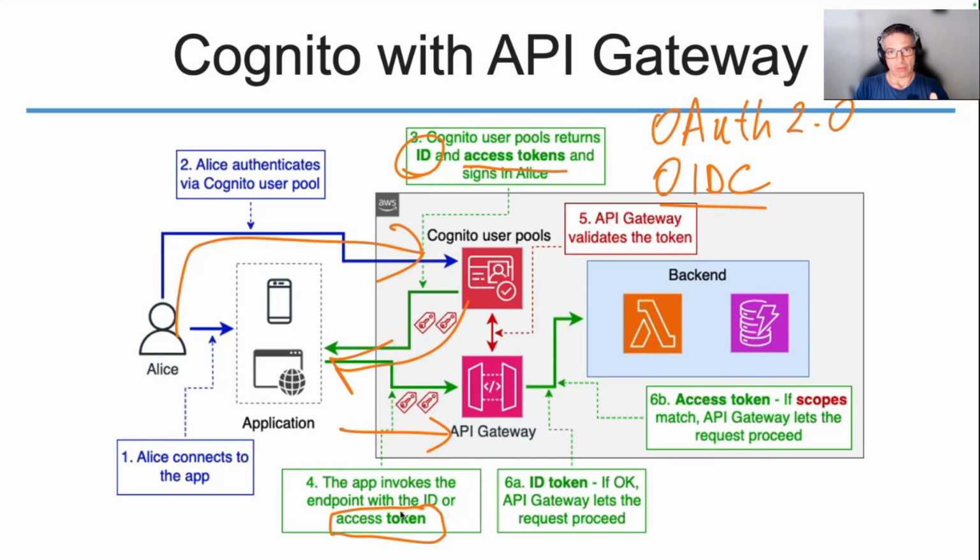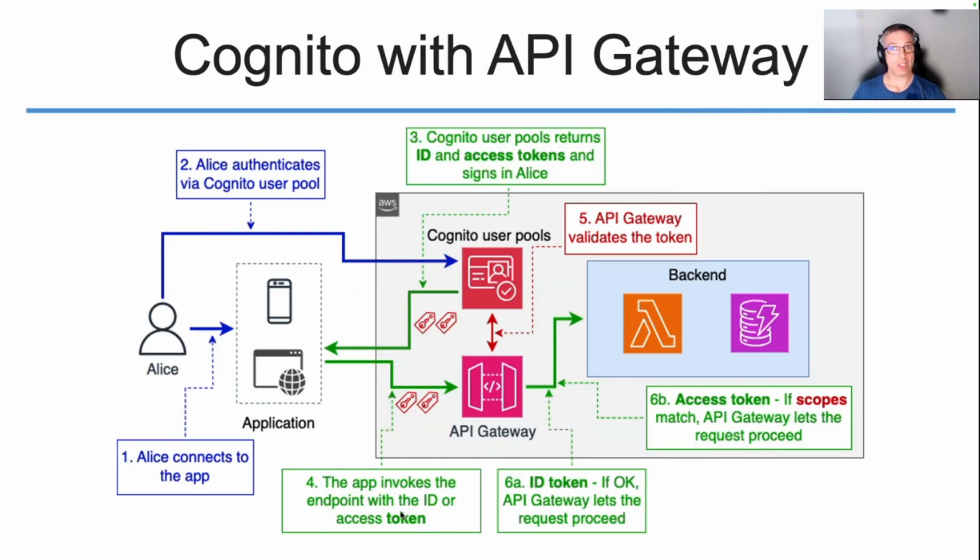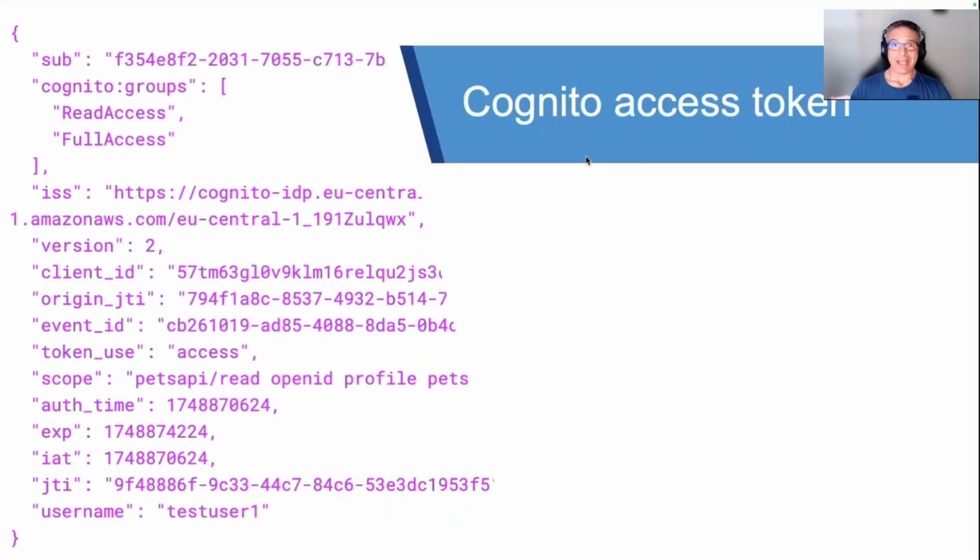If we want to control who can access what, that is, if we want to control that Alice can access endpoint number 1, but she cannot access endpoint number 2, then we will need to implement additional logic with the ID token. We don't necessarily need to do that with the access token, and this is what we will see soon.